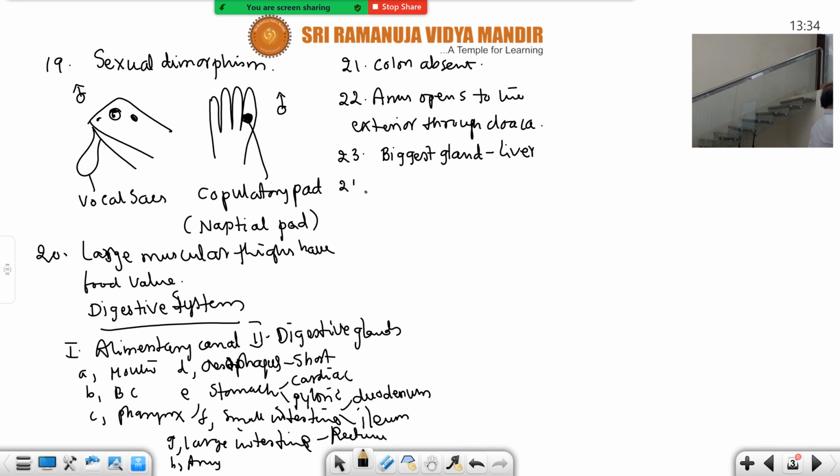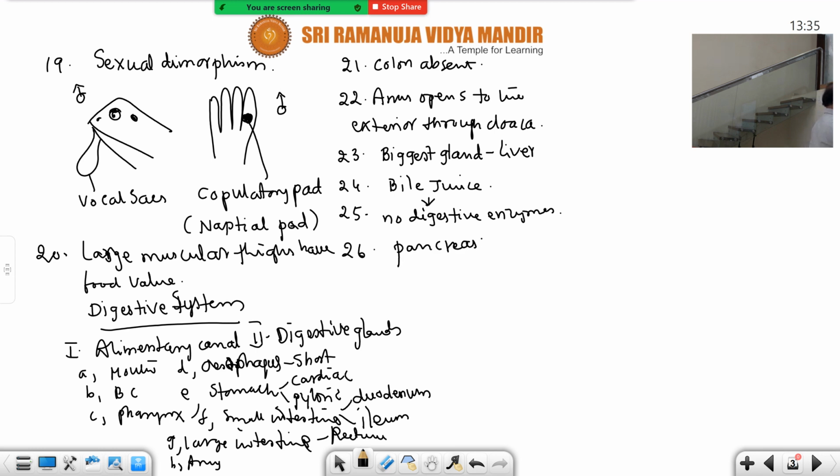The liver secretes bile juice, bile salts, bilirubin and biliverdin, etc. No enzymes. Bile juice contains no digestive enzymes. A digestive juice without digestive enzymes. Important bit: no digestive enzymes. Then the pancreas. Salivary glands are not there.